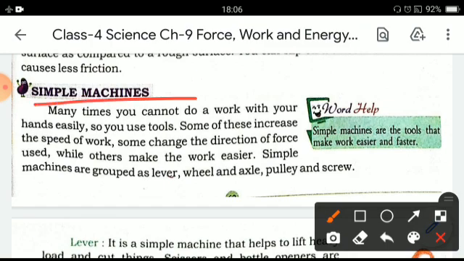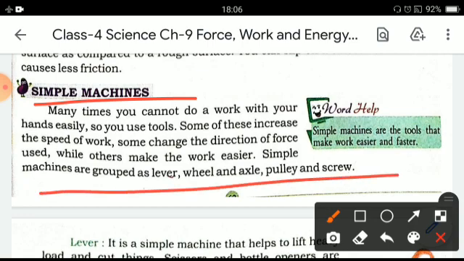Many times you cannot do a work with your hands easily, so you use some tools, and some of these increase the speed of work and some change the direction of force used, while others make the work easier, and simple machines are grouped as lever, wheel and axle, pulley and screw. As we all know, simple machines are the tools that make our work easier and faster.